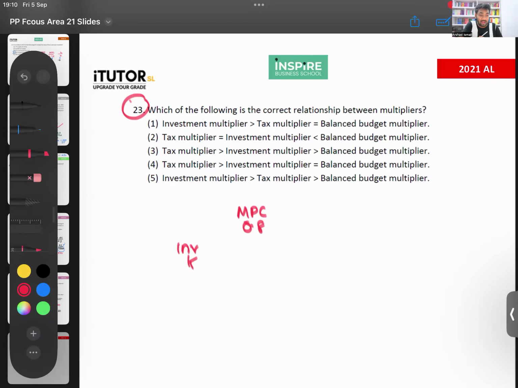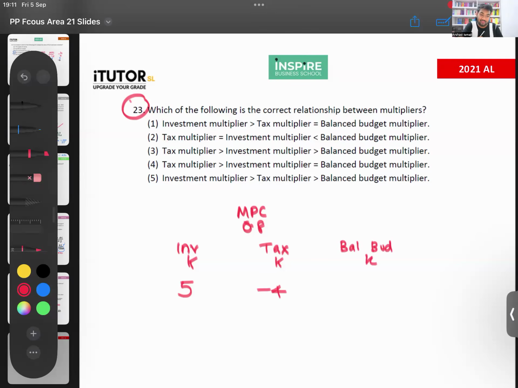1 over 1 minus MPC, you get 5 times. So this you all should know, right? Investment multiplier has a 5 times effect. How much is my tax multiplier? Tax multiplier, if you calculate this number, you get a -4, right? We did that for a previous question. You get -4.